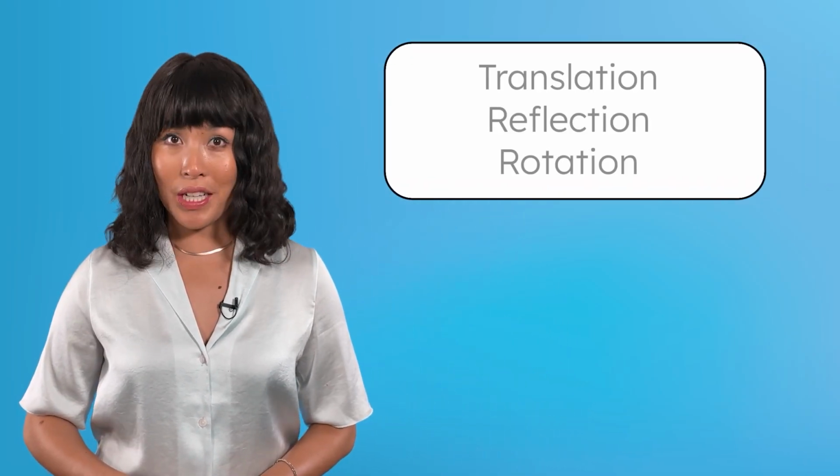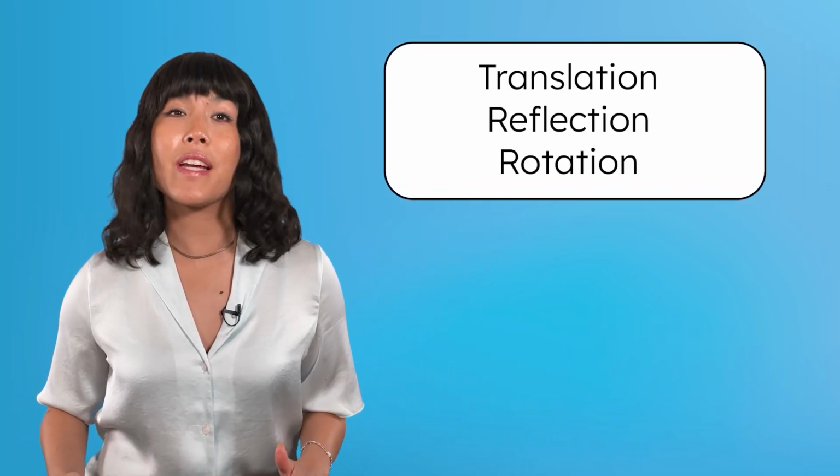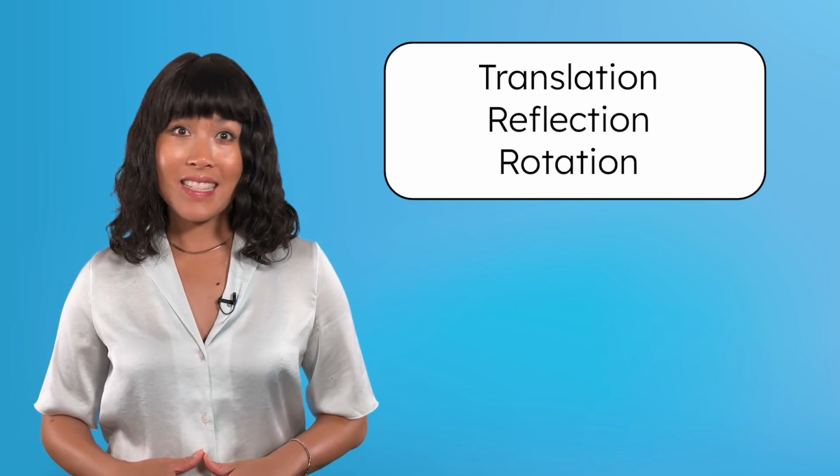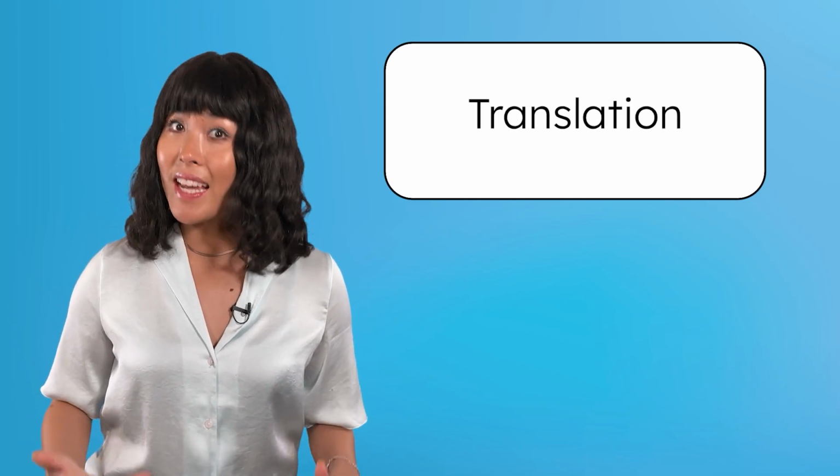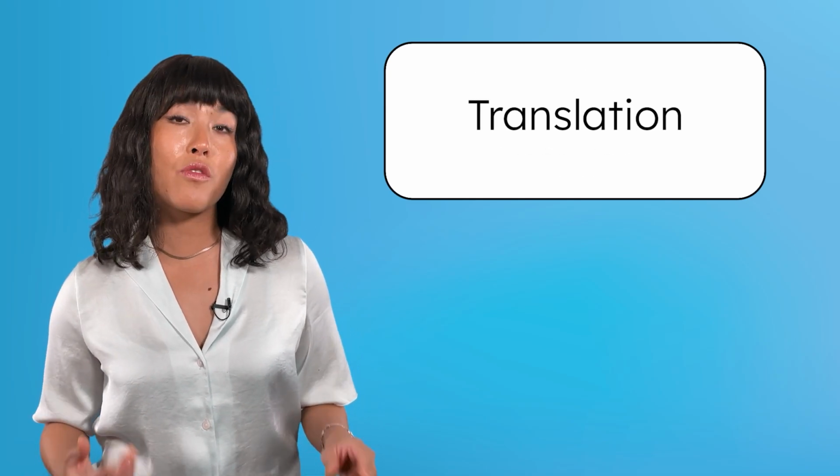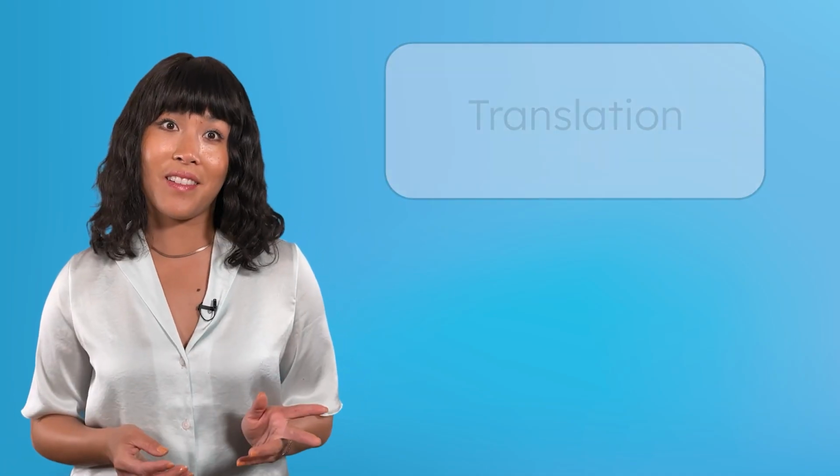In the last lesson, we learned about the 3 rigid transformations and how each one creates a congruent image. Today, we're exploring translation, which is when we slide a figure from one place to another. Yeah, just like that, Mia.